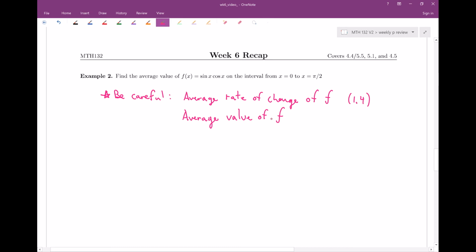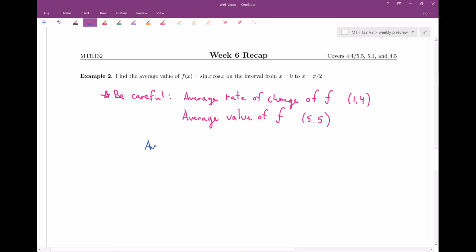So, average value of a function or average rate of change. Again, if you're going too quickly, you could interchange these and mess up the entire problem, unfortunately. And this average value of a function was from 5.5, one of the topics that we brought up this week. All right, so we need to remember the formula for average value of a function.